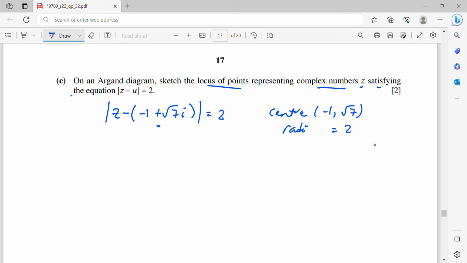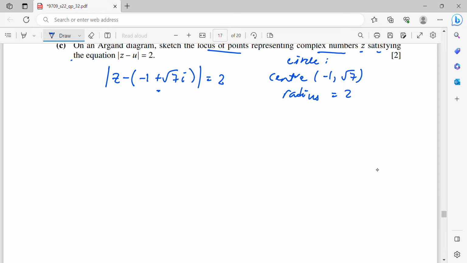So now we need to draw a circle. This is a circle. Okay, let's say here is minus 1. Square root 7 is basically 2 point something, right? So here is 1, let's say here 2, here 3, here 4, and then here is 5. Alright, so let's say here is square root 7.